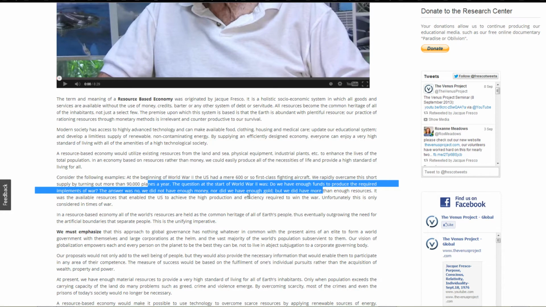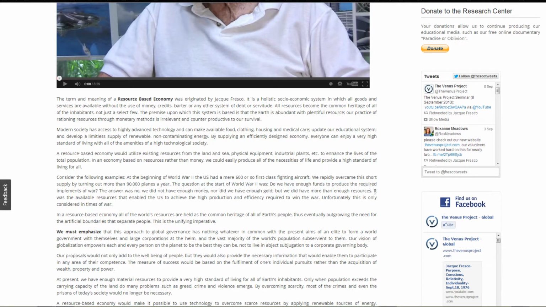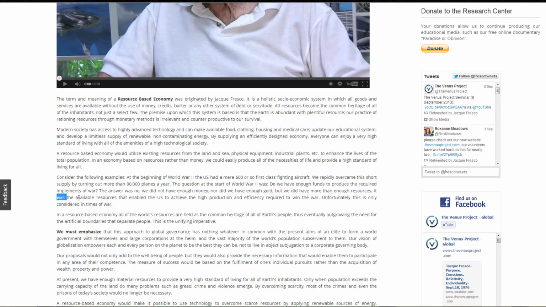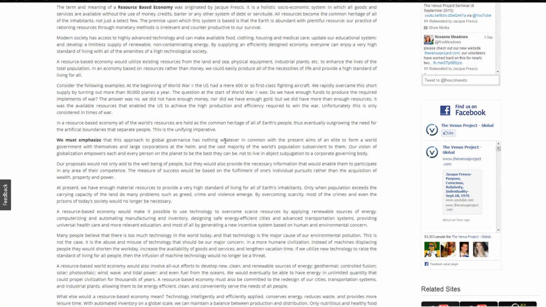This paragraph, normal spacing, left alignment, and then this last sentence, last two sentences, is left and right alignment, or at least this part here. Why is it not? As you can see, the spaces between each letter. Again, capitalize resource-based economy, and again it is a dash. This has nothing whatever in common. It should be whatsoever or just delete whatever. So nothing in common. Governance has nothing in common with the present aims.